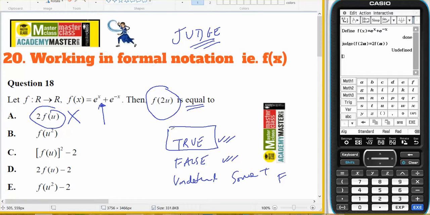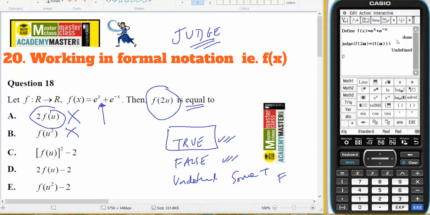So I now wish to test to see whether it's equal to f of u squared. And it's also undefined, so sometimes true and sometimes not true. f of u all squared. So around the f of u I'm going to put another bracket, and then I'm going to put a squared outside that bracket, and then I do minus 2. And that's true. So this is my correct answer.